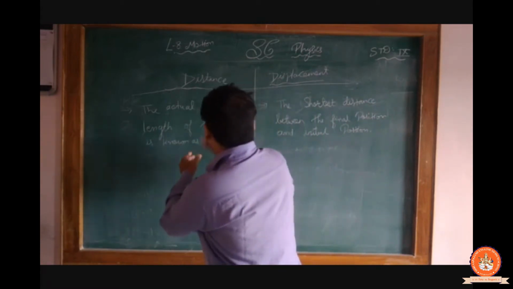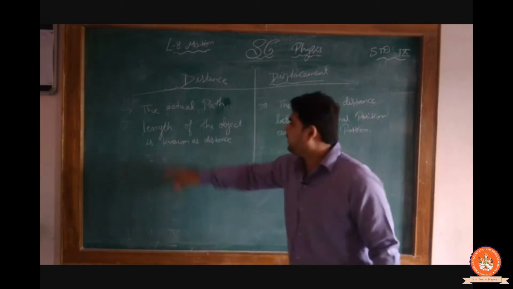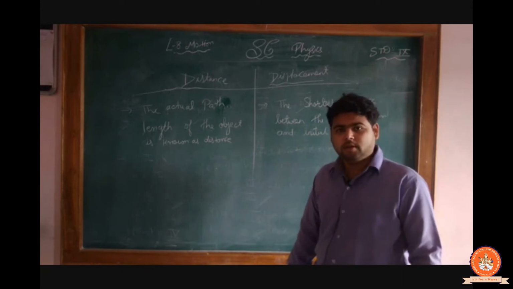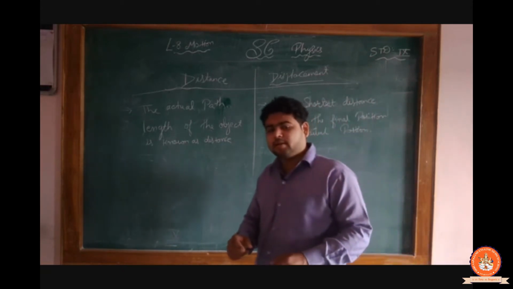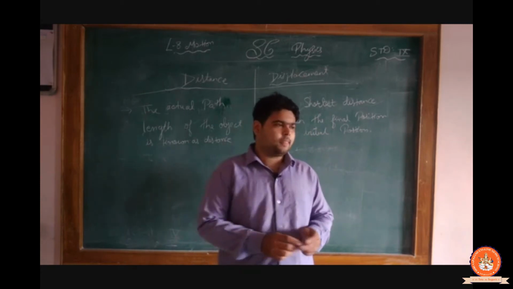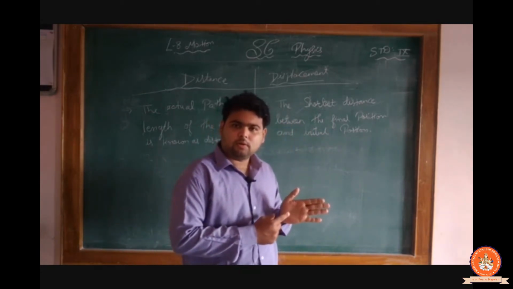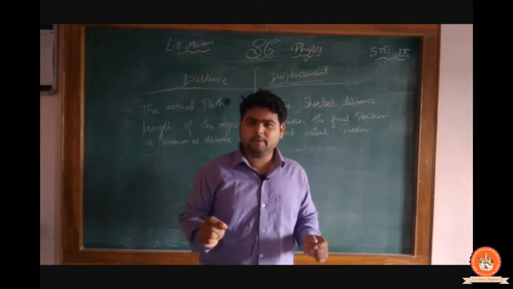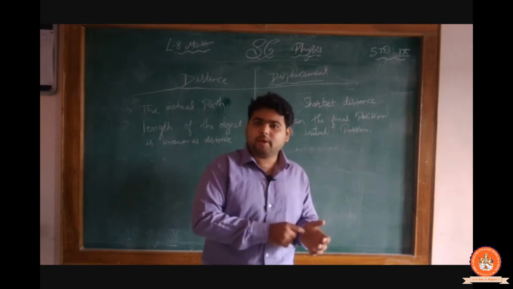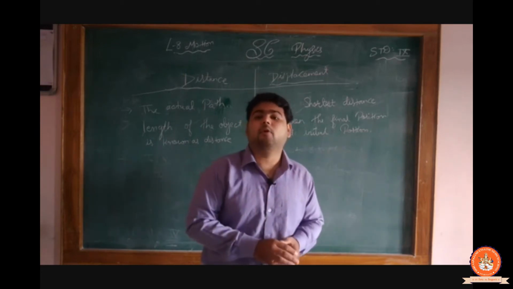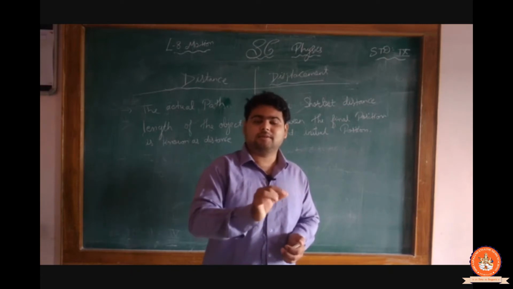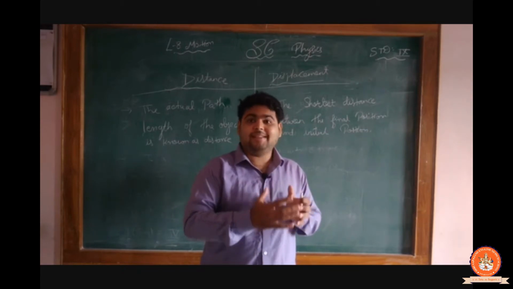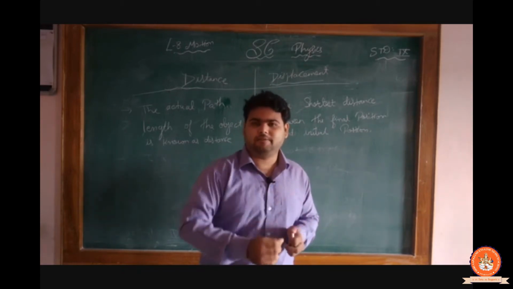Now, distance is the actual path length of the object. Path length of the object is known as distance, which means the total distance covered by the object. Clear? If an object goes from Bhubaneswar to New Delhi, we find it in the odometer. In any vehicle there is an odometer where we can find the distance covered by the object. So from that we can find how much distance the person has traveled.